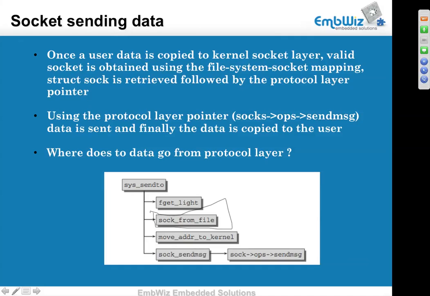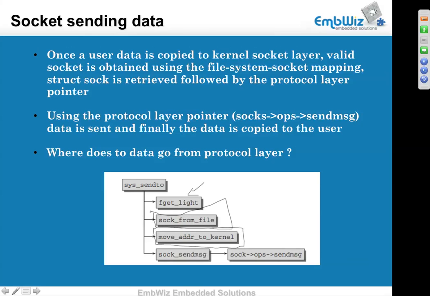Sorry, I might be wrong. Actually, fget_light is not the one. That's a copy, ignore that. This is the one which does the move address to kernel. I'm not sure exactly what it does, but I can get it for you. No problem.